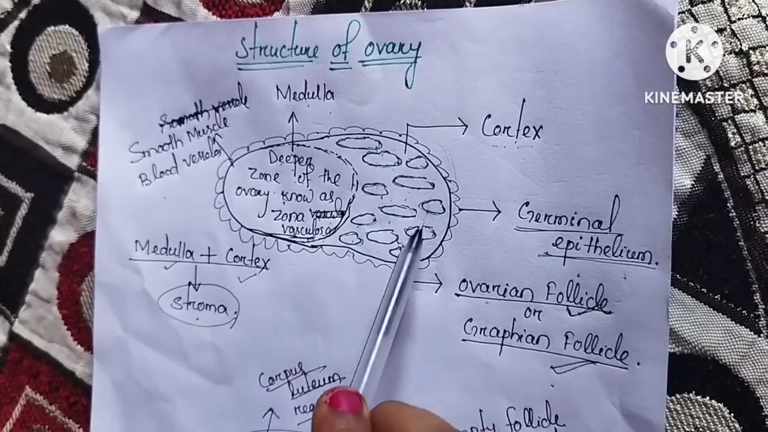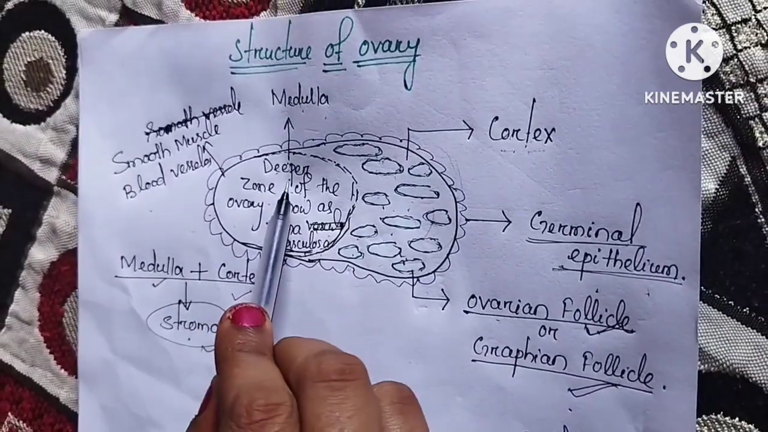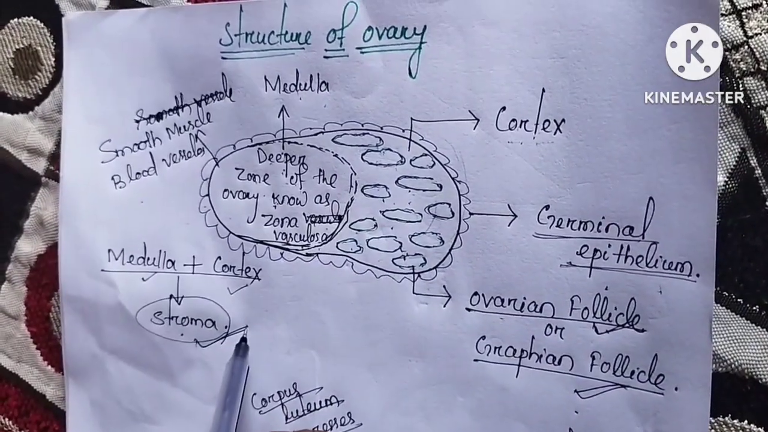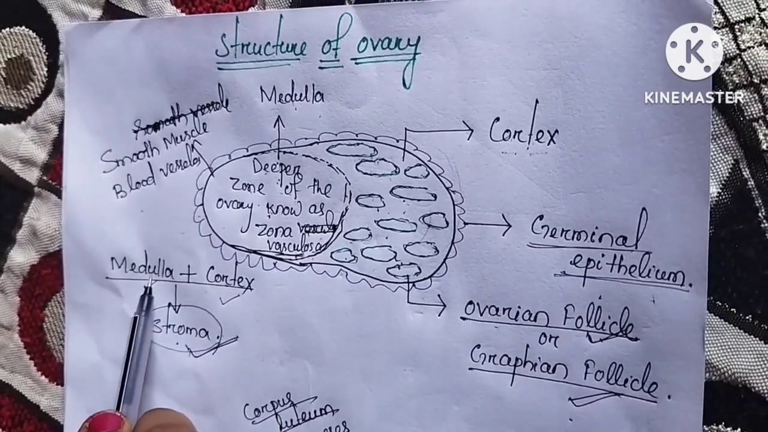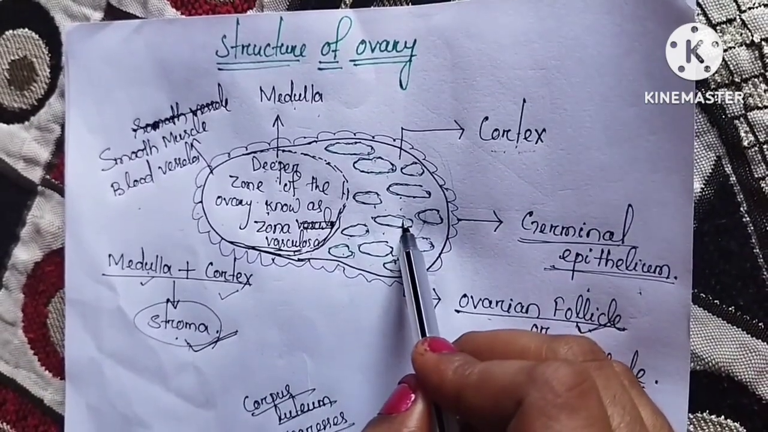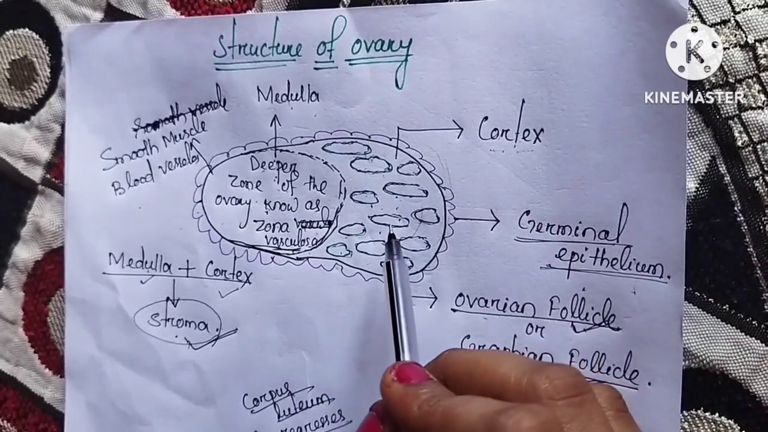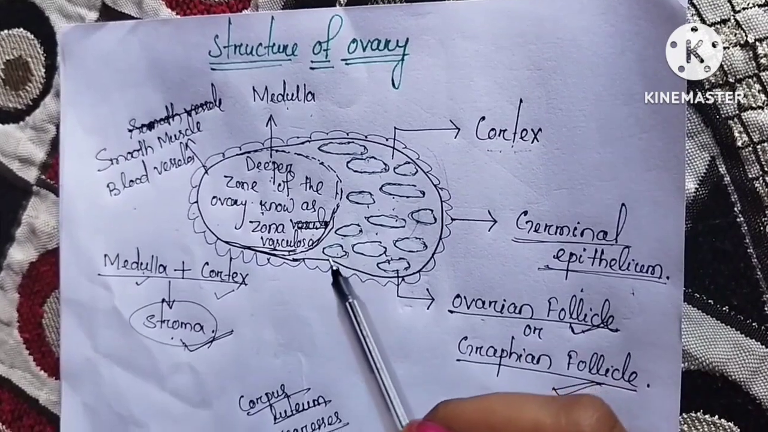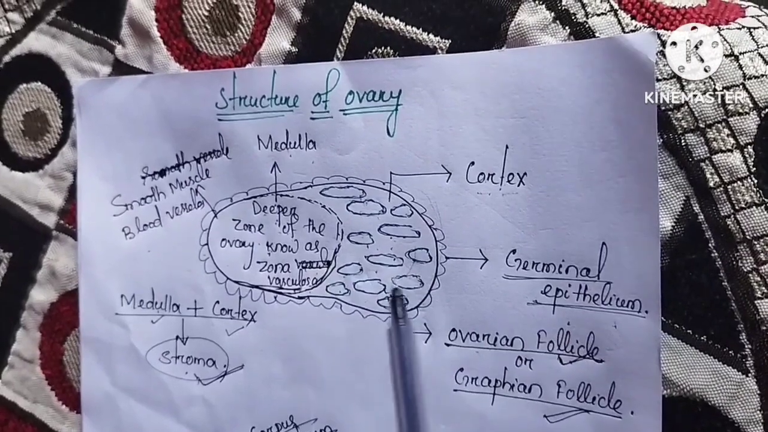Then the inner portion of the ovary is called the stroma. The medulla part and cortex part together are called the stroma. The stroma is divided into two parts, that is cortex and medulla. The cortex is the wider outer section with a dense circular layer, and the medulla is the deeper zone of the ovary.